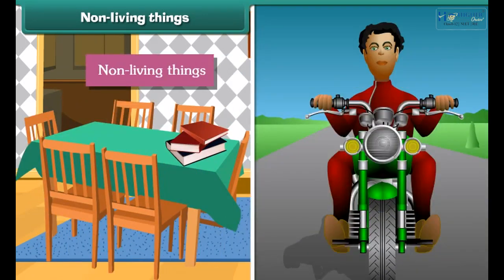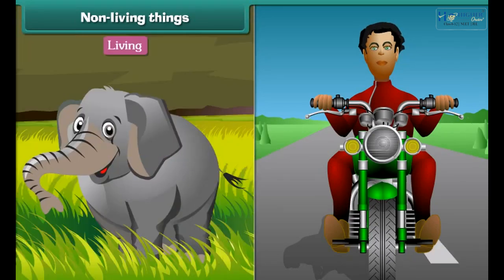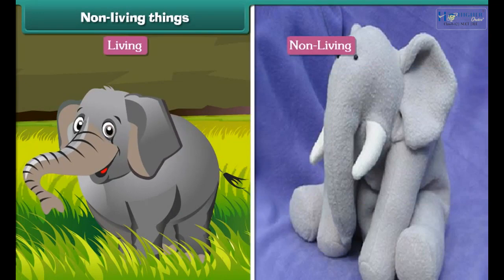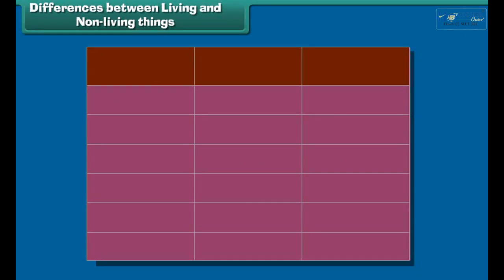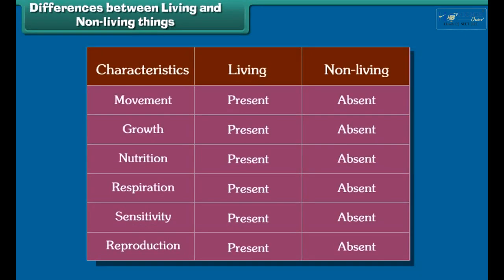You will be surprised to know that your father's bike is also a non-living thing. It can move only when it has petrol in it. Like living things, all non-living things do not show growth or reproduction. Here's a chart to show differences between living and non-living things.